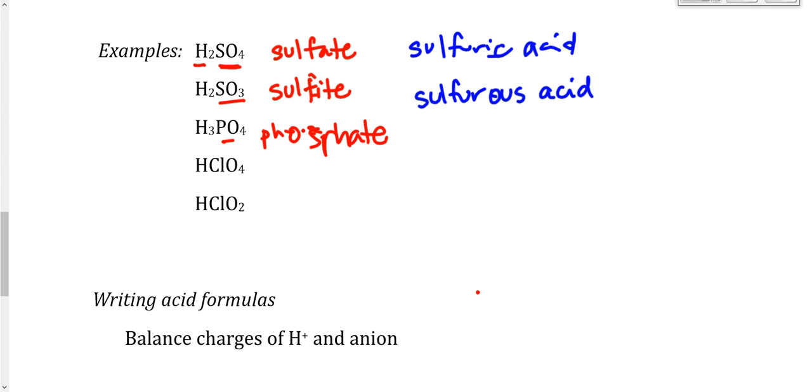Sorry, my pen doesn't want to work very well. So phosphate, ate would go to ic. So phos, and here's where, kind of like the sulfur, we put a little part back on from the element. Phosphoric acid.